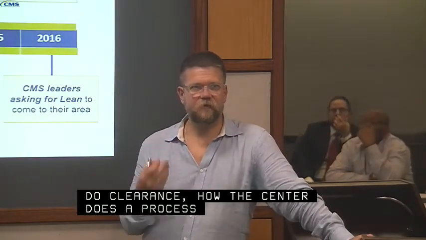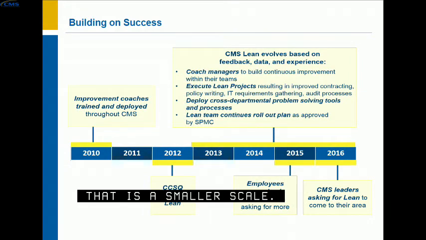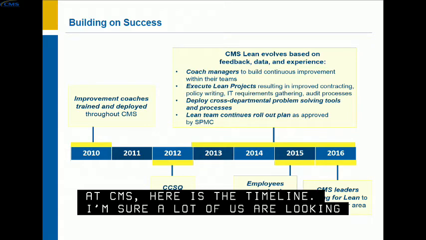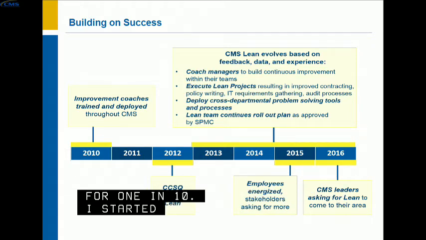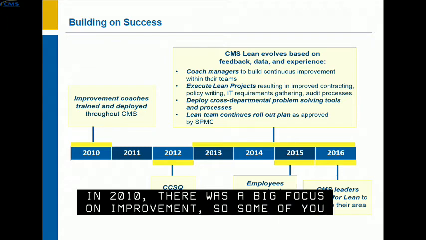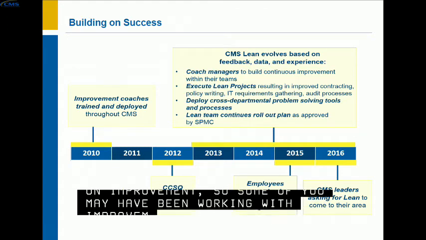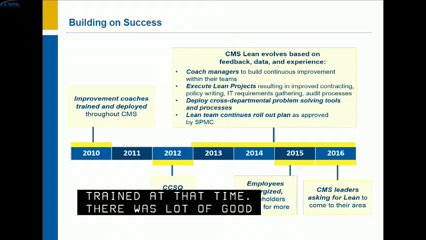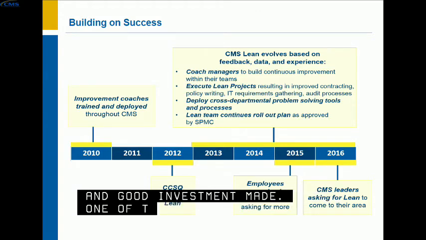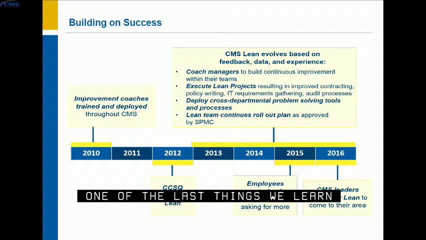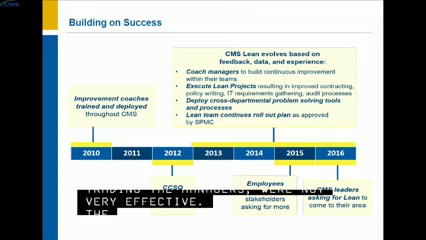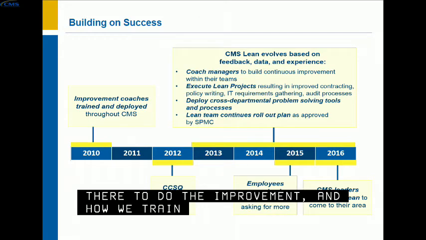So at CMS, here's kind of the timeline. There was, I'm sure, a lot of good work before 2010. I started in federal service in 2012. In 2010 is when Don Berwick came, and he had a big focus on quality improvement, and so some of you may have been the improvement coaches that were trained at that time. There was a lot of great work done, a lot of great investment, a lot of good lessons learned. One of the lessons we've learned is that training improvement people without also training their managers was not very effective. So that's a lesson we're learning now. How do we both train the people that are there to do the improvement, and how do we train their managers in how to manage in an environment around coaching and constant improvement?